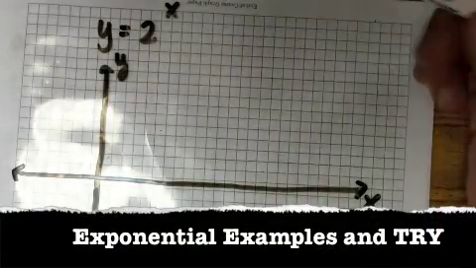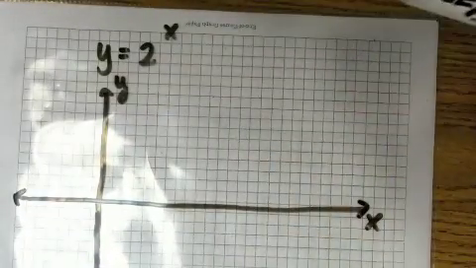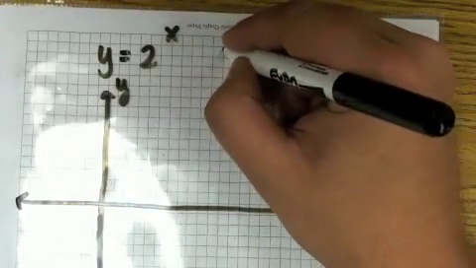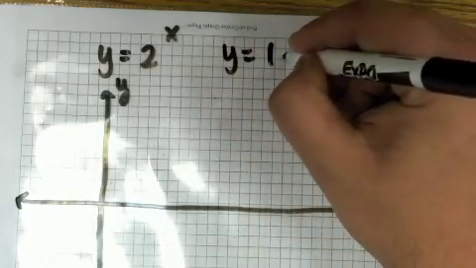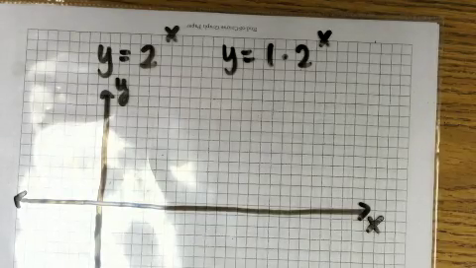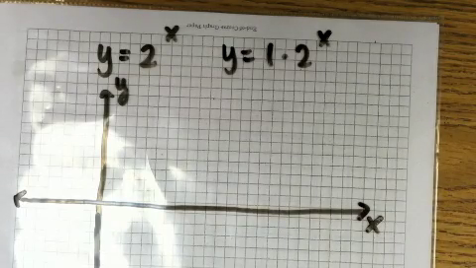Okay, so we're going to graph y equals 2 raised to the x. Remember, this is going to be an exponential. Now, we already established that we can rewrite this, if we wanted to, as y equals 1 times 2 to the x. Okay, now based off of the knowledge that I just expressed to you, do you think this curve is going to have a growth or a decay?